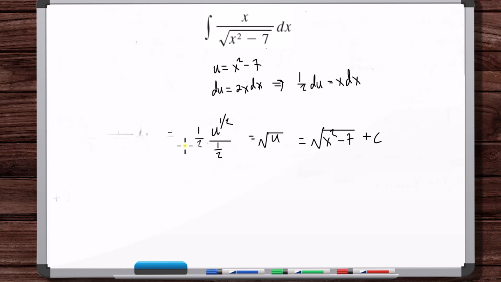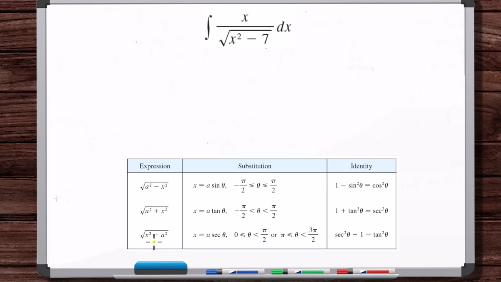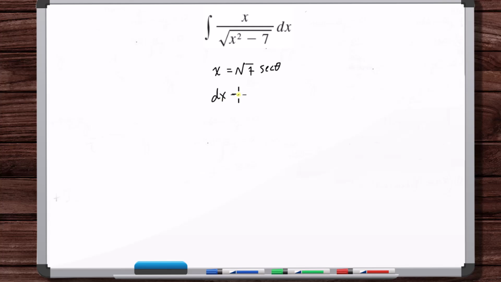But we want to practice trig substitutions. So we identify an x squared minus a squared here. That takes on this form. So we've got x squared minus root 7 squared. So we want to substitute x is equal to root 7 secant theta. Therefore, dx is equal to root 7 secant theta tangent theta d theta.